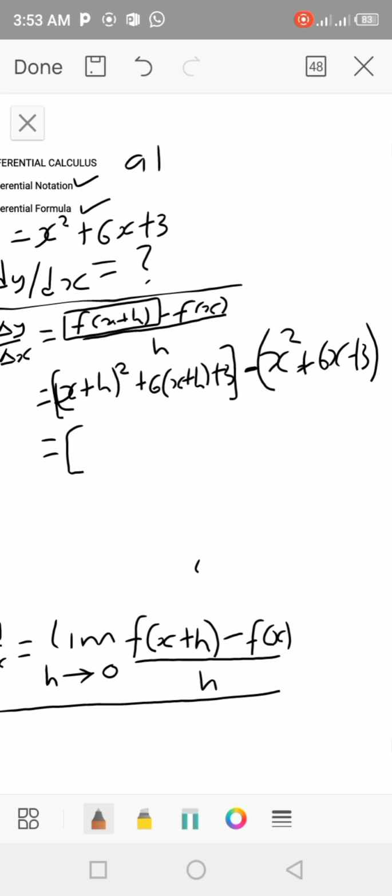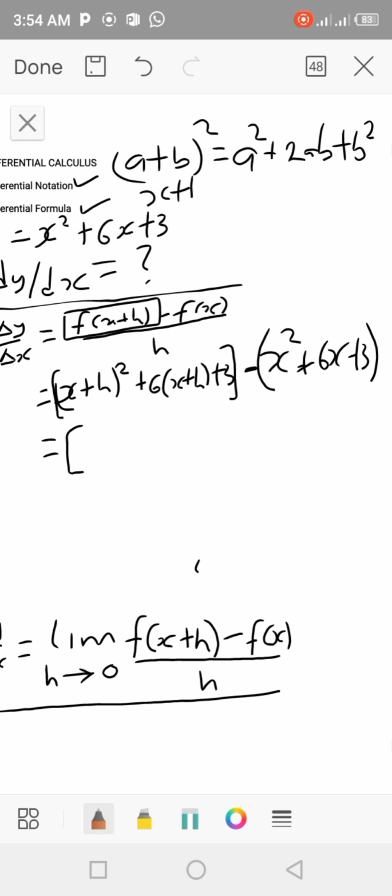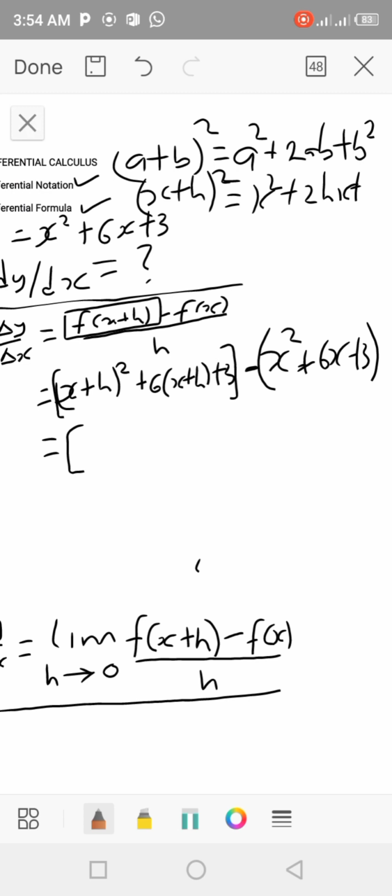So a plus b raised to power 2 is going to be a squared plus 2ab plus b squared. Meaning that x plus h squared is equal to x squared plus 2hx plus h squared. So this is what you are going to bring right to this place.